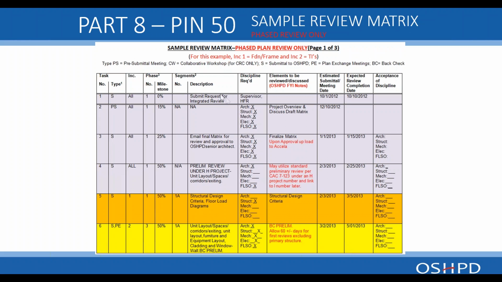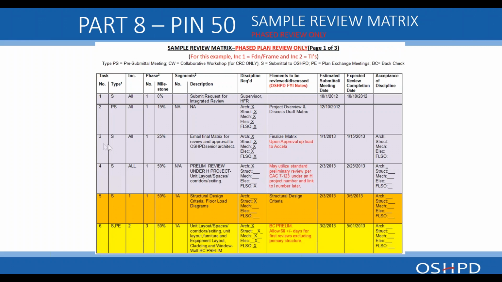This is the first step in designing your matrix: when are you going to make the request for integrated review? This is important to put on here because some people submit the matrix and they forget this, and then their schedule is thrown off right from the beginning. Task number 2 is a pre-submittal meeting. Once the request for integrated review is approved and accepted, the pre-submittal meeting can be scheduled, and that's entered here as the estimated date.